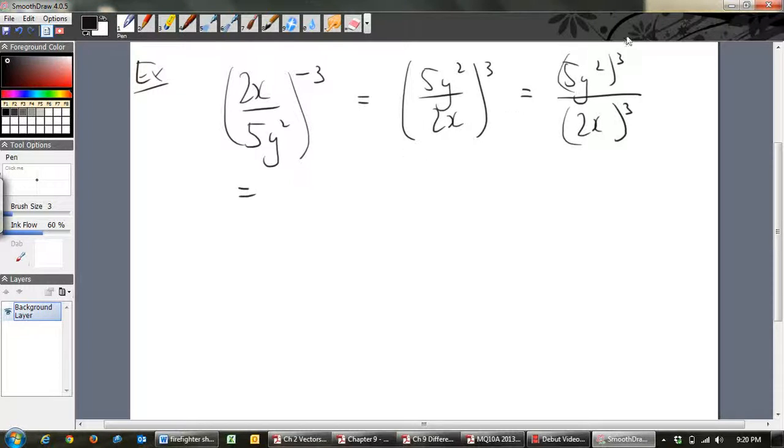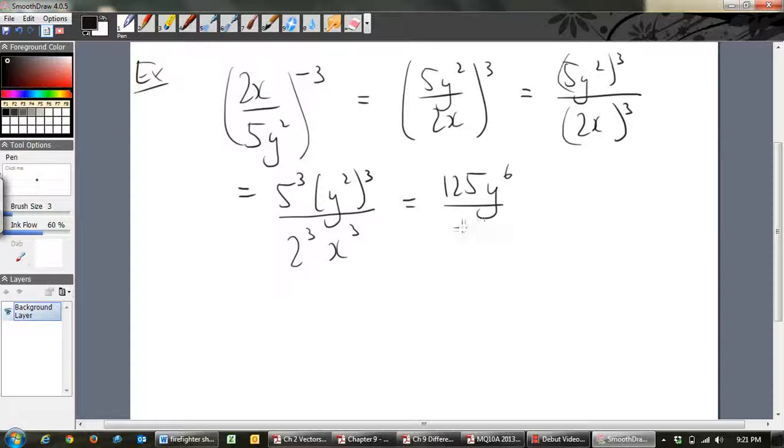Now let's apply another index law. When things are multiplied together in the brackets, the 3 goes to each part. So the top line will be 5 cubed, y squared cubed. On the bottom line, that 3 goes out to everything as well. That's 2 cubed times x cubed. Simplify up: 5 cubed is 125, y squared cubed is y to the power 6, over 2 cubed is 8x cubed, and there's your answer there.